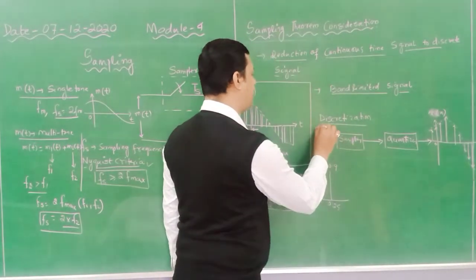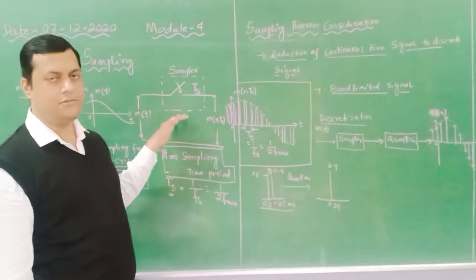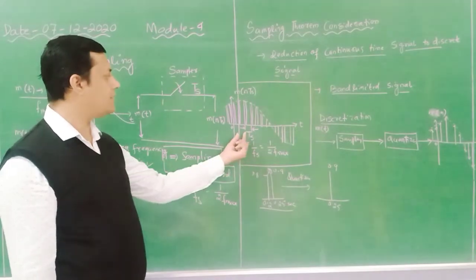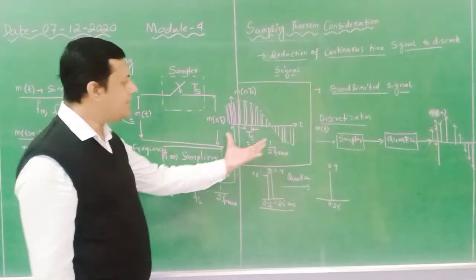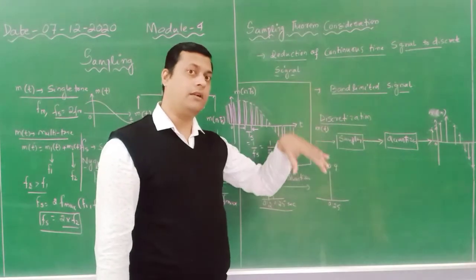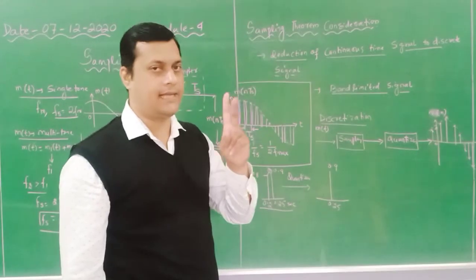Here I am providing m of t. So m of t enters a sampler, and we get m of nTs. These are the sample values. When the sample signal enters the quantizer, what will it do? It will quantize the particular sample. How will it quantize? It has two steps.